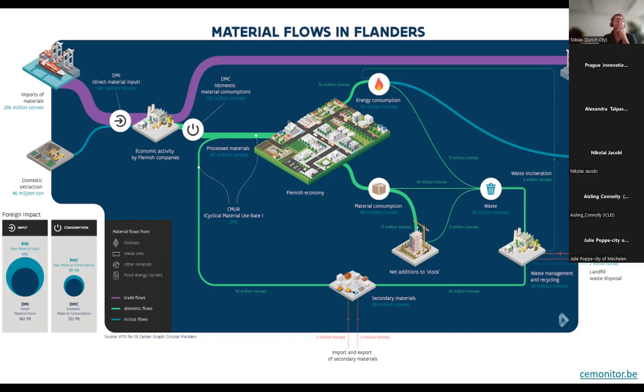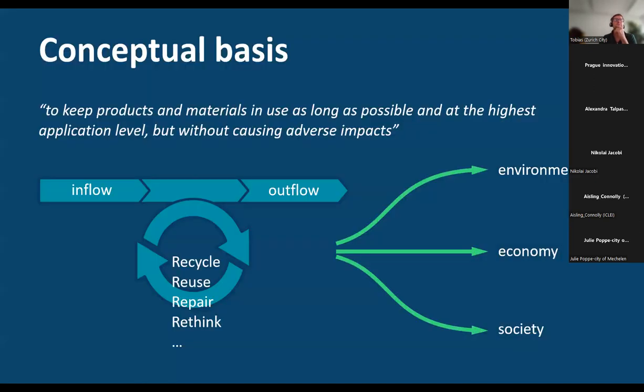But of course, circular economy is much more than just closing this loop with recycling. We didn't just want to have an inventory of indicators. We start from a basic definition of circular economy. It's about materials and products that should serve as long and as well as possible, and we don't want negative impacts. So we focus on circularity, the inflow, the outflow, the closing of the cycles with the different R strategies. And we also consider effects in terms of environment, economy, and society. And then we have tried, of course, to fill this up with the available data.